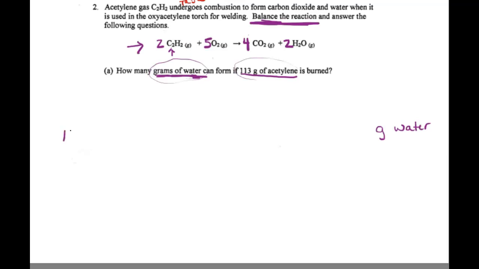So 113 grams of C2H2. That's what we're going to start with. So we're going to do a bunch of conversion factors, I believe at least 3, until we get to our answer. I'm going to put the answer above here so we have more room to write. So first we need to convert grams of C2H2 to moles. Why? Because this is everything in moles, right? And then we can use this as a conversion factor.